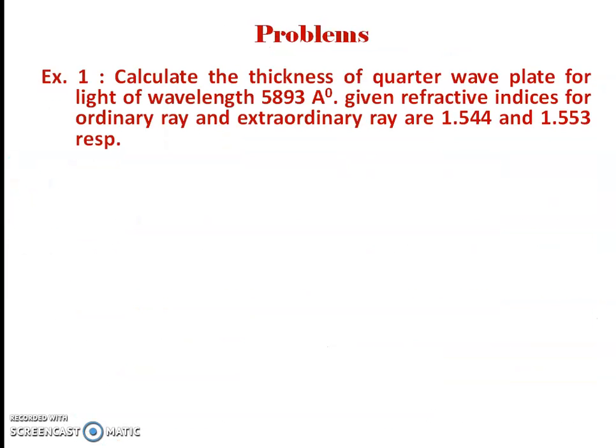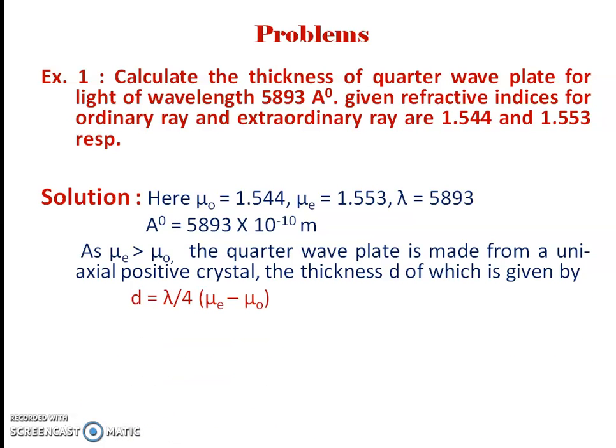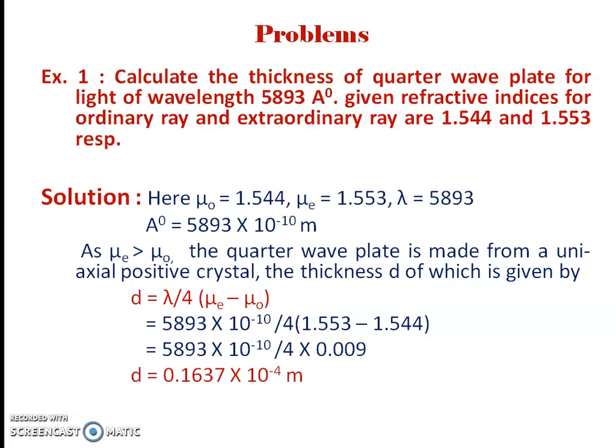Now let us study some numericals. The first numerical is to calculate the thickness of a quarter wave plate for light of wavelength 5893 angstrom, given the refractive indices of ordinary and extraordinary rays, that is 1.544 and 1.553. So if you put in the values, mu naught is equal to 1.544, mu E is equal to 1.553 and lambda is equal to 5893 angstrom, in the equation d is equal to lambda by 4 into (mu E minus mu naught), we will be able to find d, and that d is nothing but 0.1637 into 10 raised to minus 4 meter. So this is all about this polarization of light.